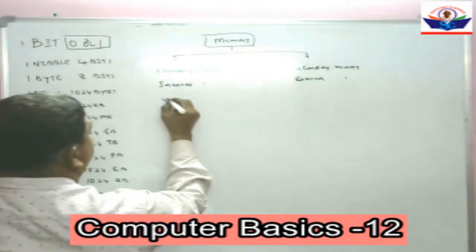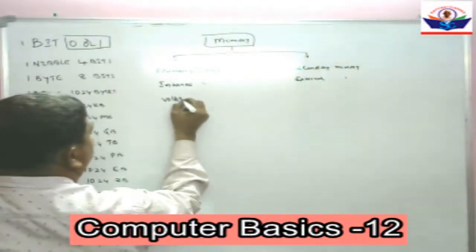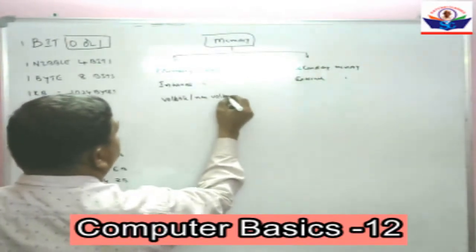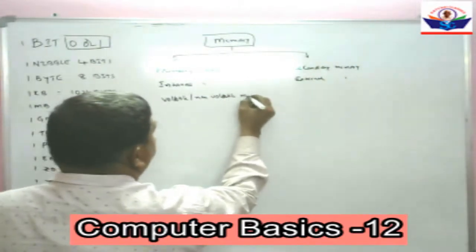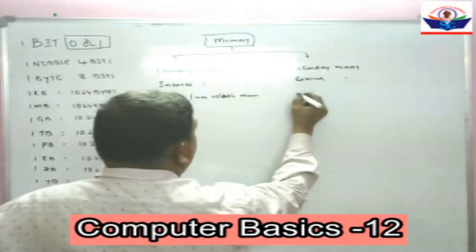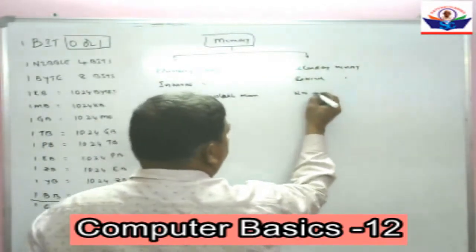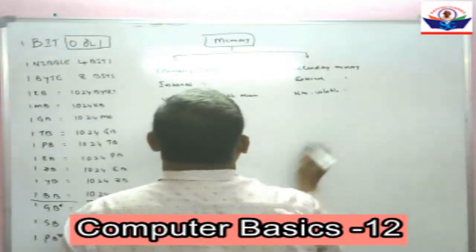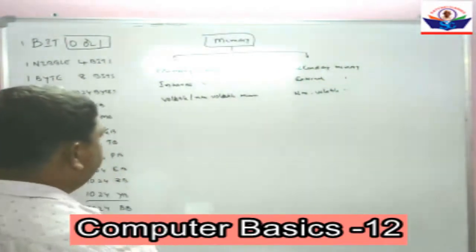Memory can also be classified as volatile and non-volatile memory. Okay? Secondary memory is non-volatile memory.